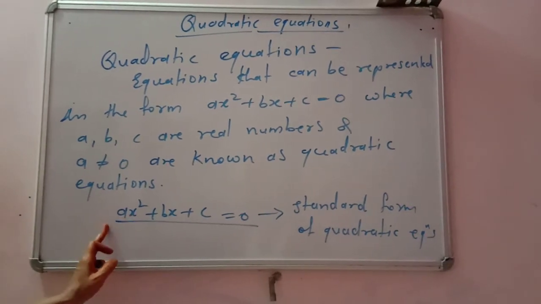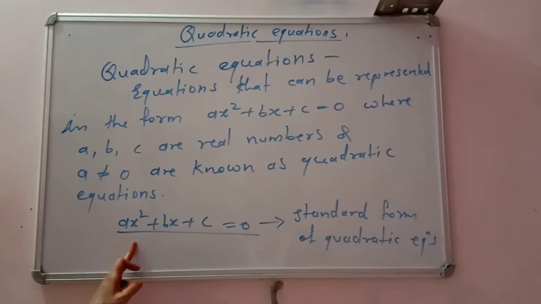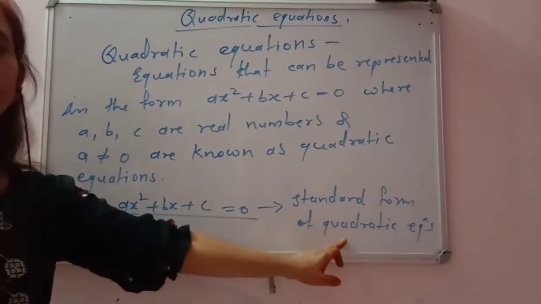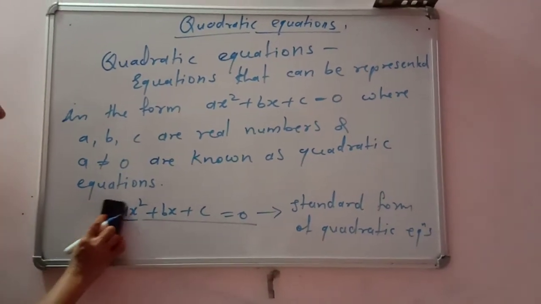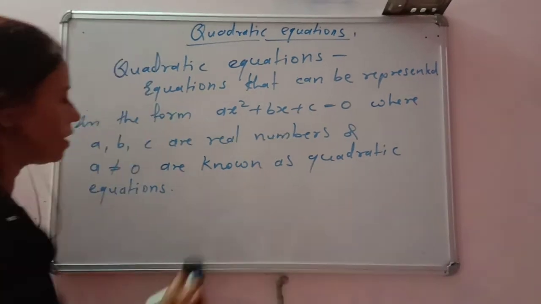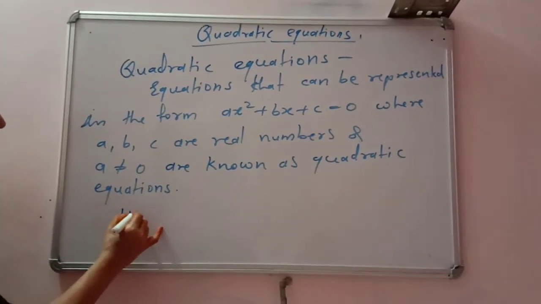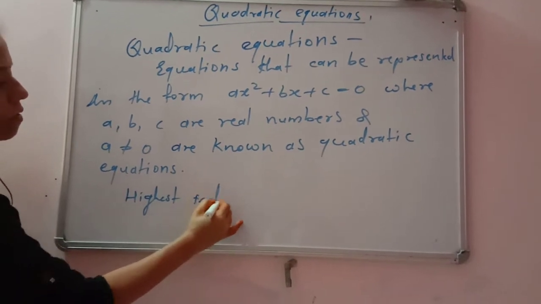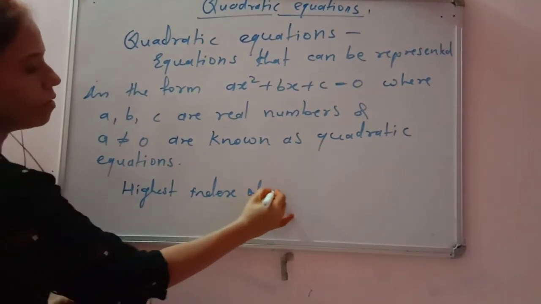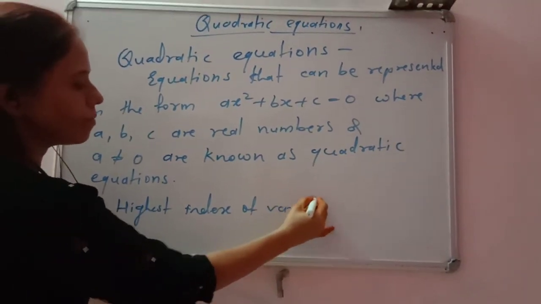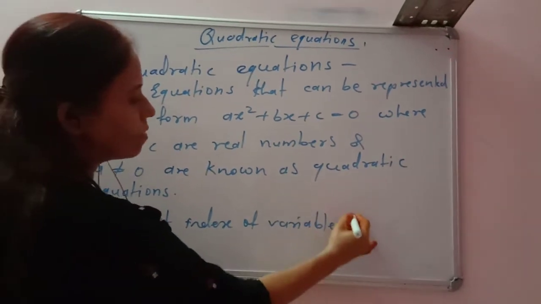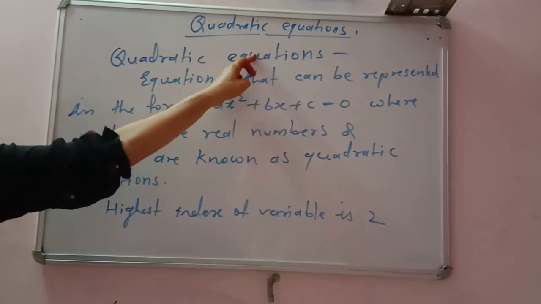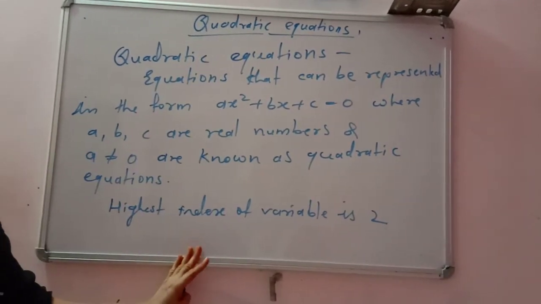X. See neatly here, the highest index of the variable is 2, and that's why it is a quadratic equation. The highest index of the variable is 2, and therefore they are quadratic equations. Do you understand quadratic equations?